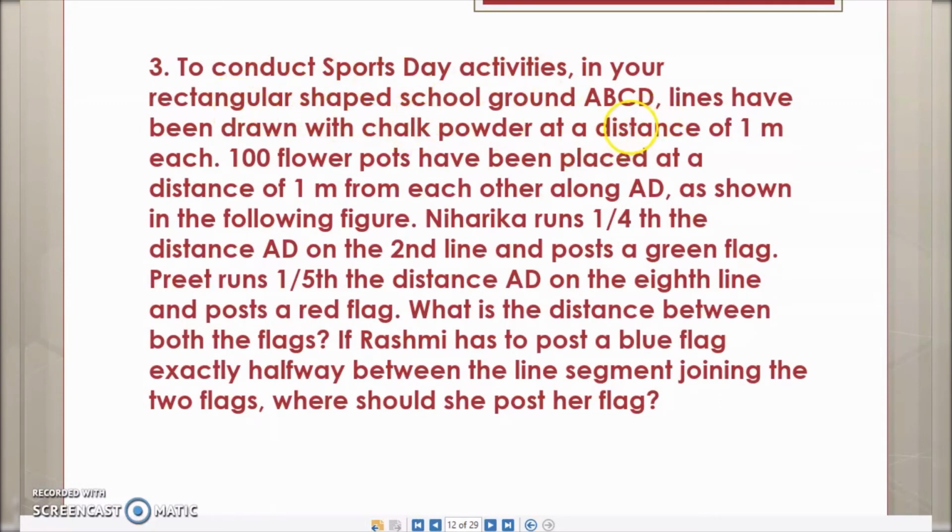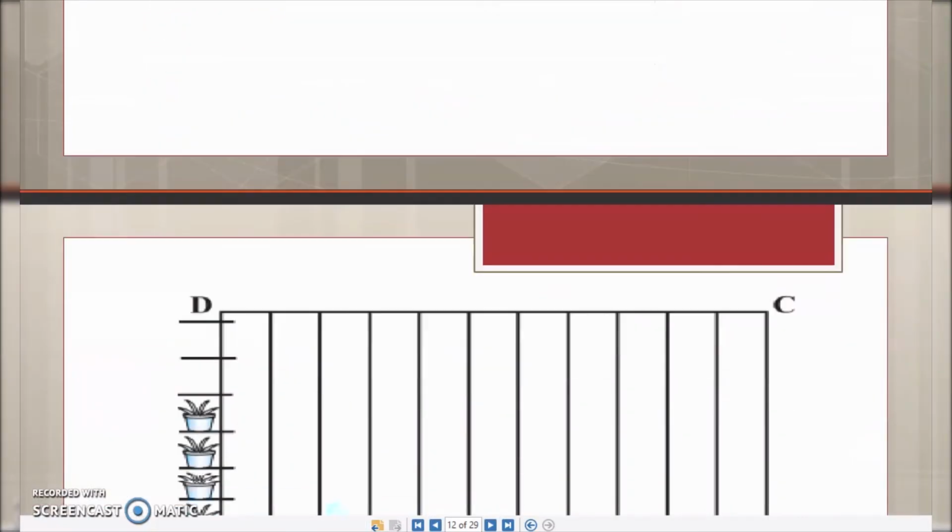and 100 flower pots have been placed at a distance of 1 meter from each other along AD as shown in the following figure. So this is the figure.